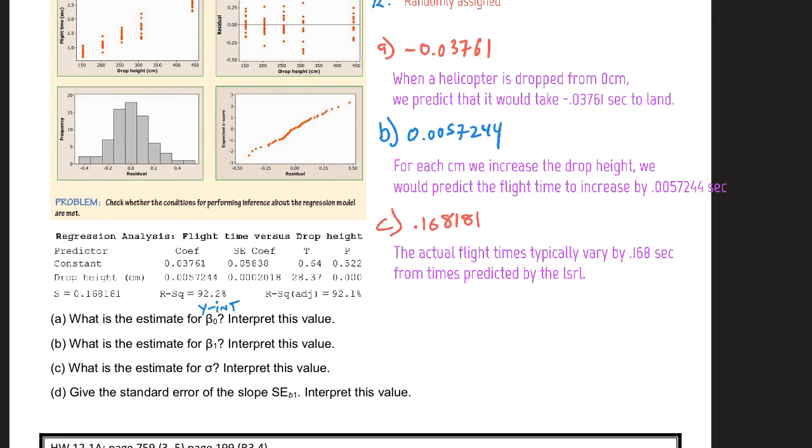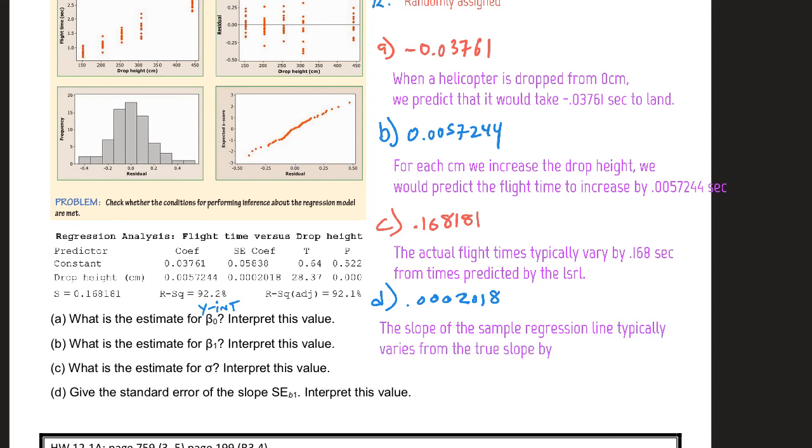And then lastly, give the standard error of the slope. That's now this new number right here, 0.000218, 2018. What a good year. And interpret that. The slope of the sample regression line, when we're getting a bunch of slopes, typically varies from the true slope by 0.000218.